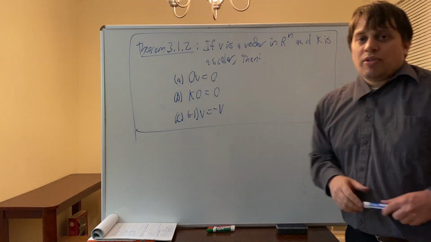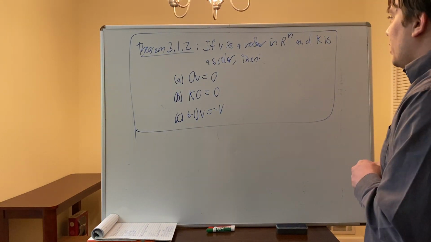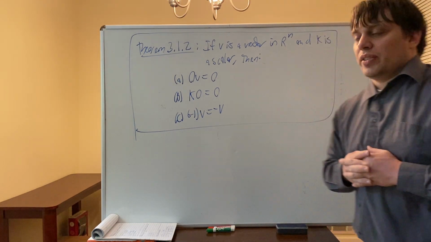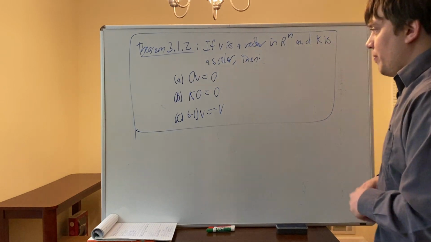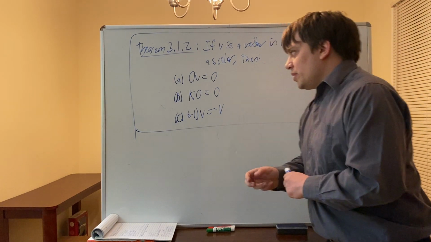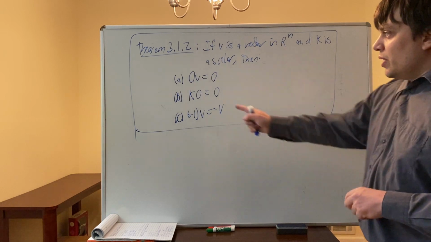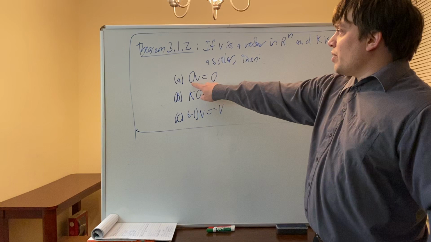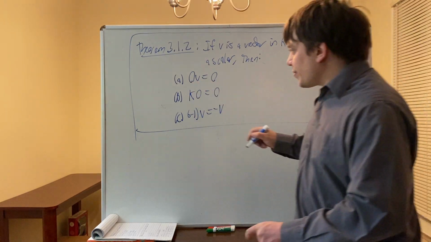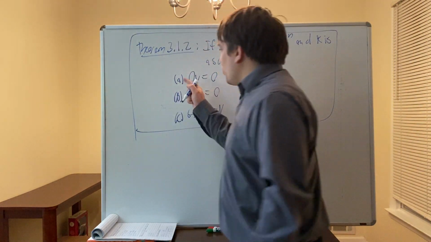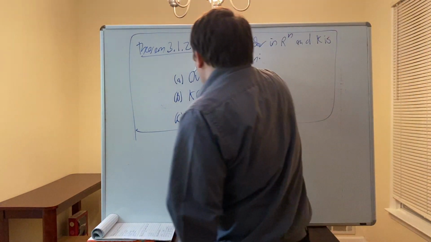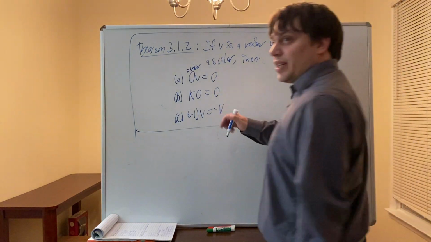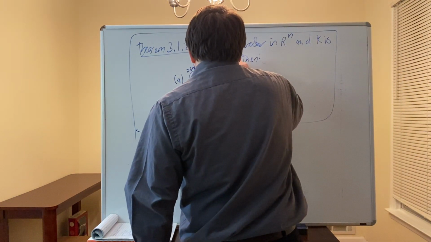So here's theorem 3.1.2. If v is a vector in Rn and k is a scalar, then these 3 equations hold. This theorem also has a proof, and with that proof, you can say we have these 3 facts. But now I have to explain a little bit more about this. The words I'm writing here are not part of the equation. This 0 here is the scalar 0, the number 0. This 0 here is the vector 0.